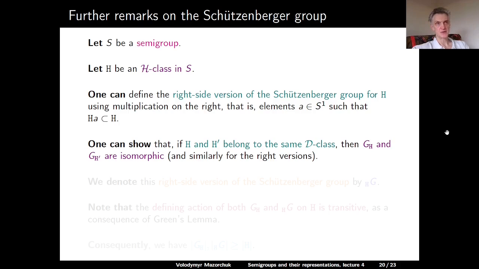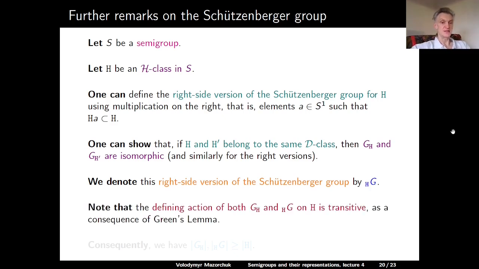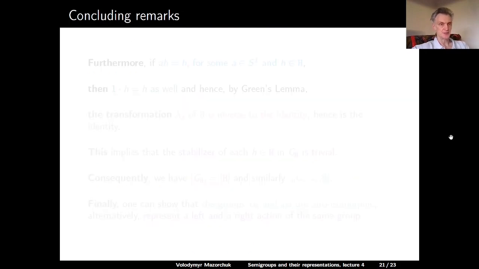So this is very similar to the fact that two maximal subgroups corresponding to two H classes inside the same D class are isomorphic. And it's natural to denote the right side version of the Schützenberger group as G lower H but as a left index. Note that the defining action of both the left and the right Schützenberger group on H is transitive, so that follows directly from Green's lemma. In particular, the cardinality of both the left and the right Schützenberger groups are at least the cardinality of H.